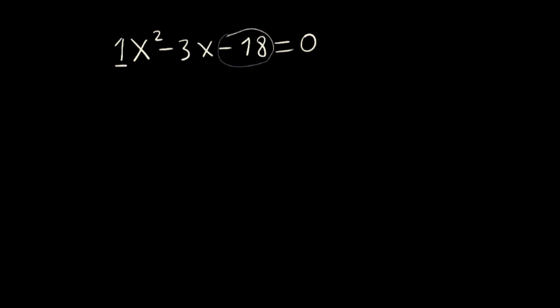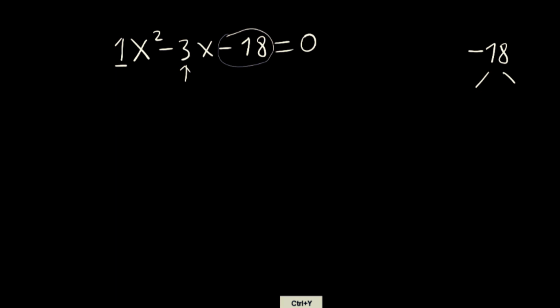Now, what if we have a trinomial, x squared minus 3x minus 18, and the leading coefficient is 1? How can we factor this expression? All you need to do is find two numbers that multiply to negative 18, but add to negative 3.